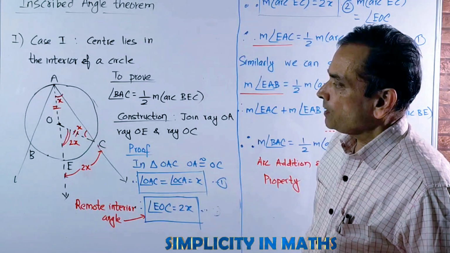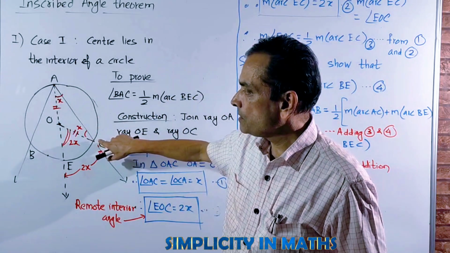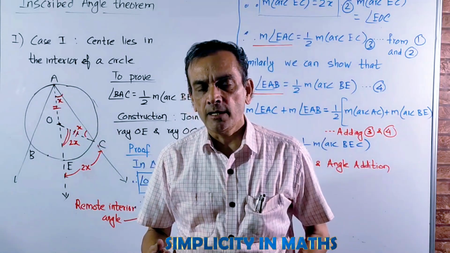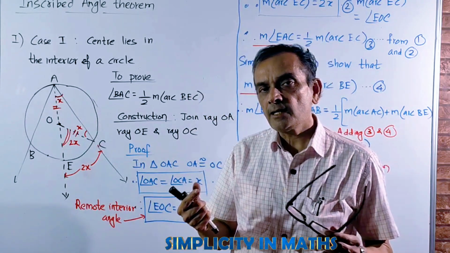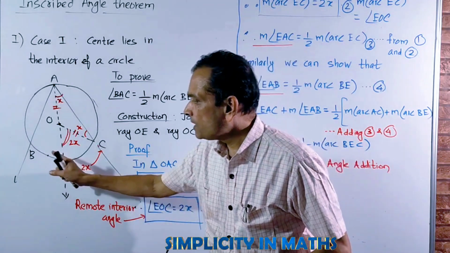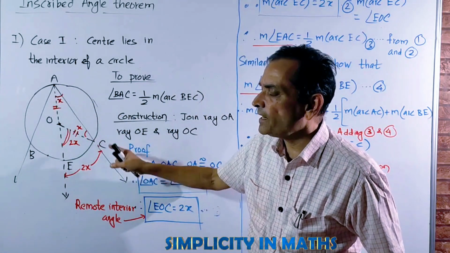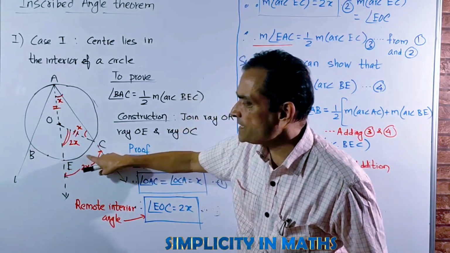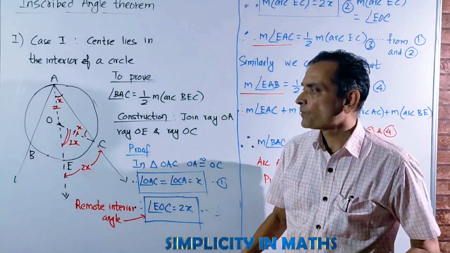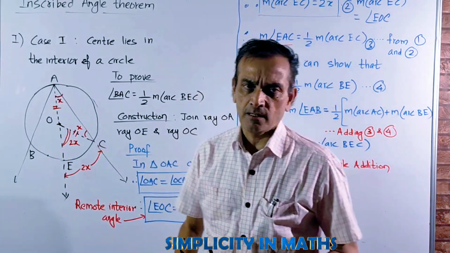Now, if you consider the inscribed angle BAC, inside that angle, which arc is intercepted? Which arc is visible inside the arms of that angle? Arc BEC. In angle BAC the intercepted arc is arc BEC. So angle BAC is called the inscribed angle, and arc BEC is called the intercepted arc.